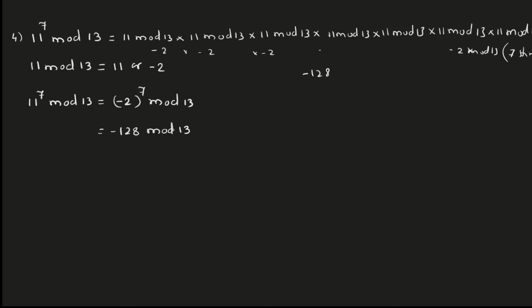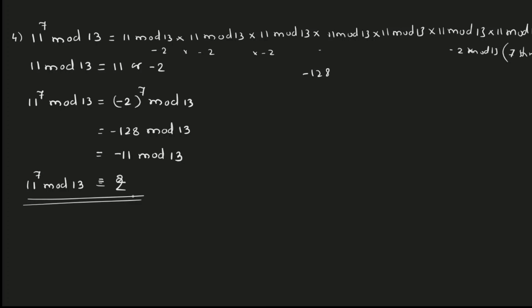Yes, when you divide minus 128 by 13, you will be left with minus 11 mod 13. Since it is a negative term, minus 11 plus 13 is 2. So 11 raised to 7 mod 13 is equal to 2, that is the answer.